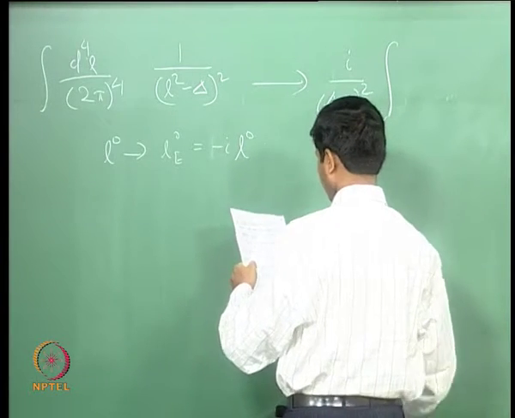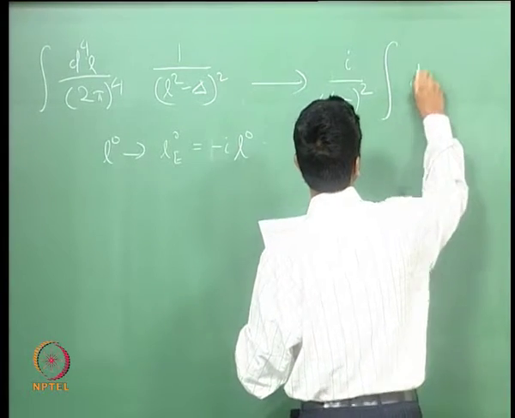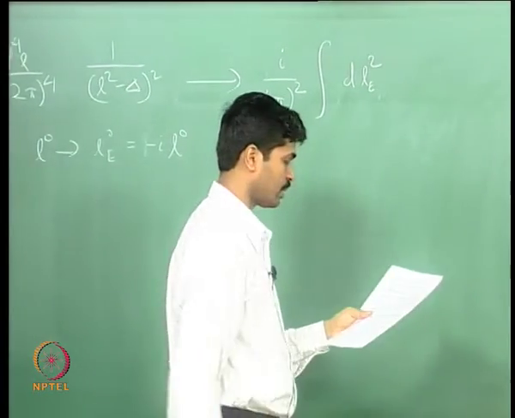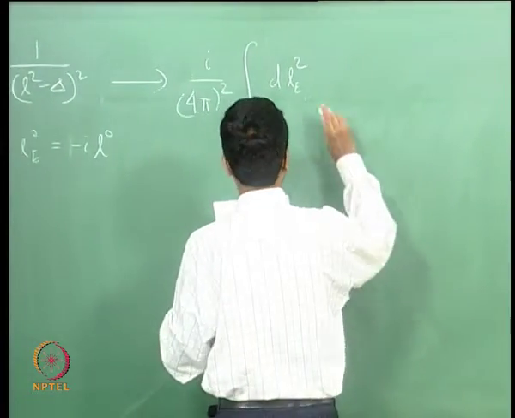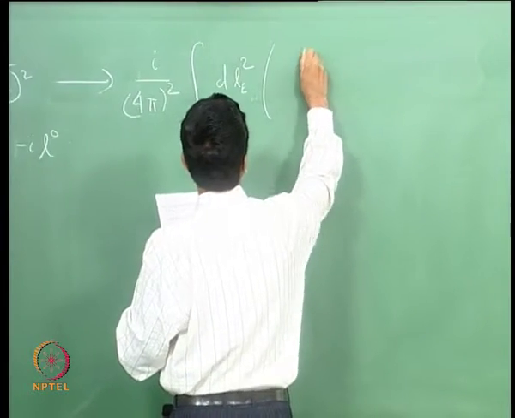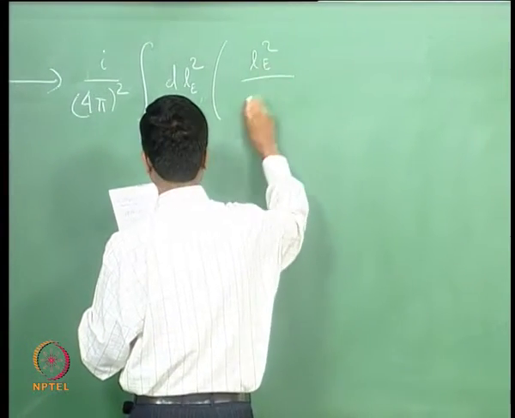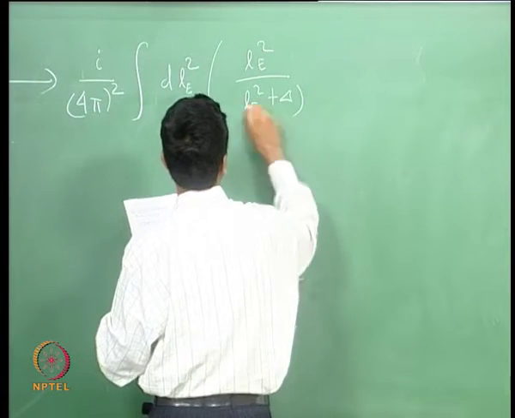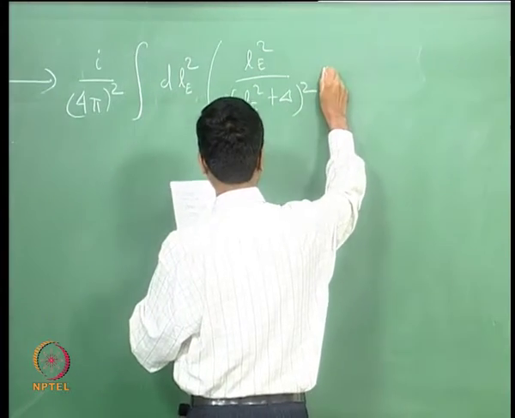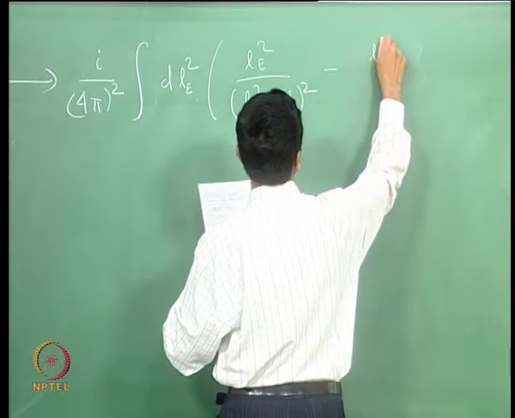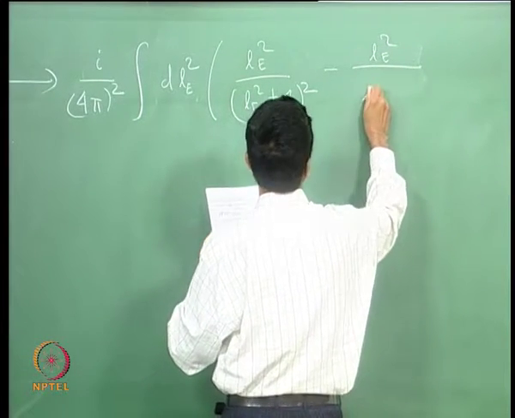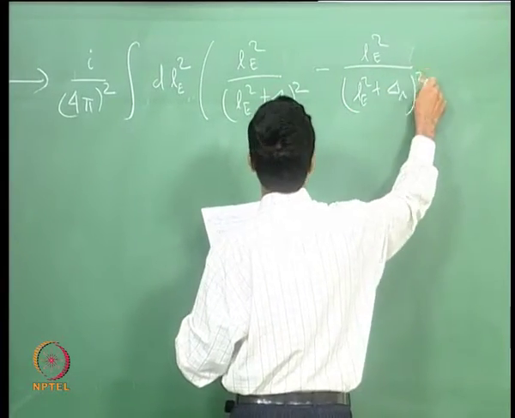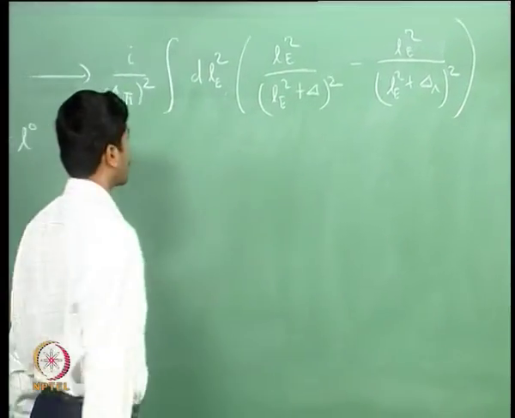Finally, what I will be left with is an integration over d L e square. L e square is my integration variable, divided by L e square divided by L e square plus delta whole square minus L e square divided by L e square plus delta lambda whole square. This is what I have at the end of the day.